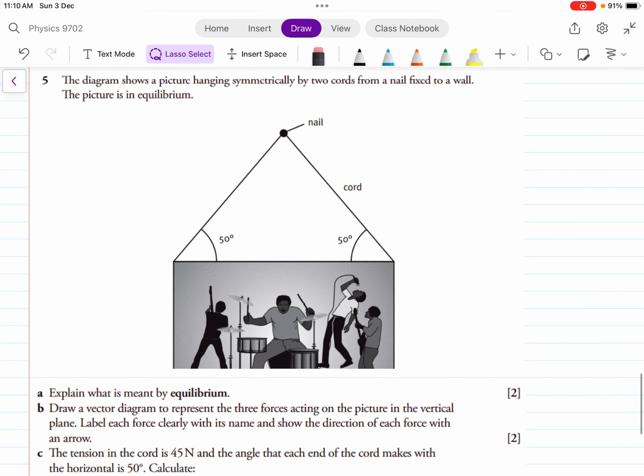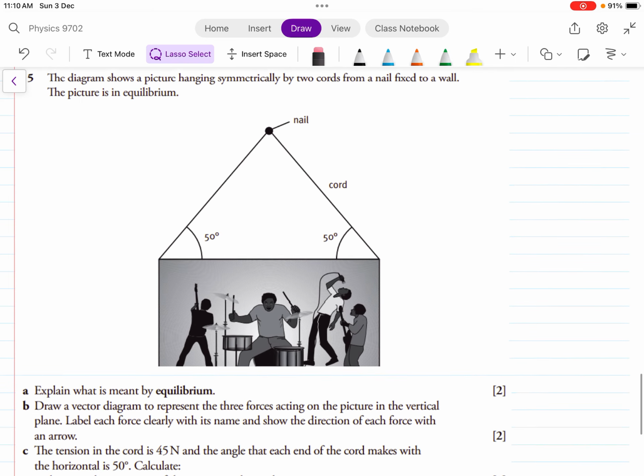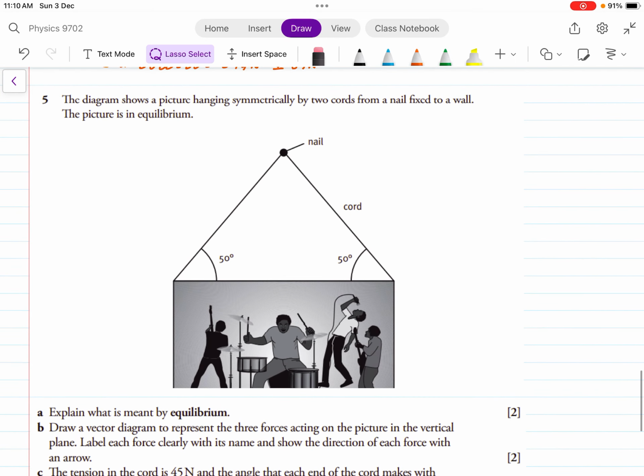All right, so here's this next question, and the question says that the diagram shows a picture hanging symmetrically by two cords from a nail fixed to a wall. The picture is in equilibrium. Explain what is meant by equilibrium.